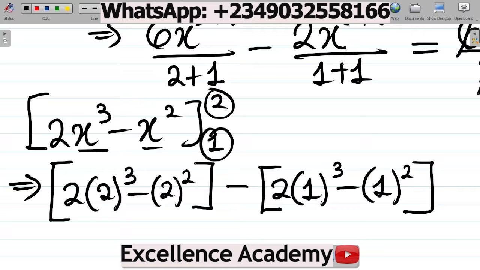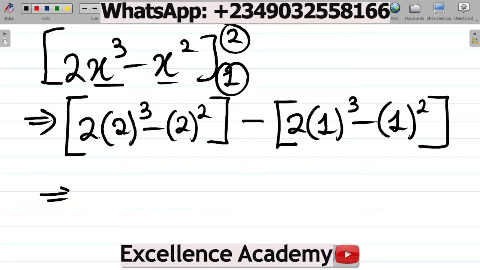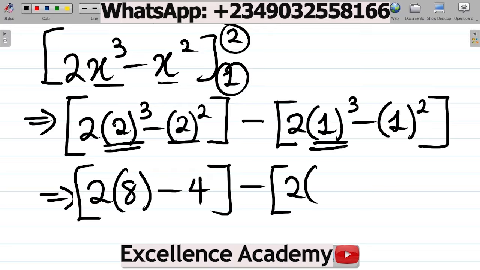So you have this. All right. So putting x as 2 and then putting x as 1, that's the concept there. From here, this will give you 2 into 2 cubed, which is 2 times 2 times 2, which gives you 8, minus 2 squared is 4. Minus, you have this as 2 times 1 cubed, which is 1 times 1 times 1, which is 1, minus 1 squared is 1.